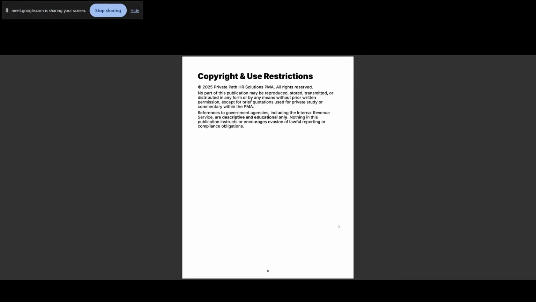Copyright and use restrictions. Copyright 2025, Private Path HR Solutions, PMA. All rights reserved. No part of this publication may be reproduced, stored, transmitted, or distributed in any form or by any means without prior written permission except for brief quotations used for private study or commentary within the PMA. References to government agencies, including the Internal Revenue Service, are descriptive and educational only. Nothing in this publication instructs or encourages evasion of lawful reporting or compliance obligations.